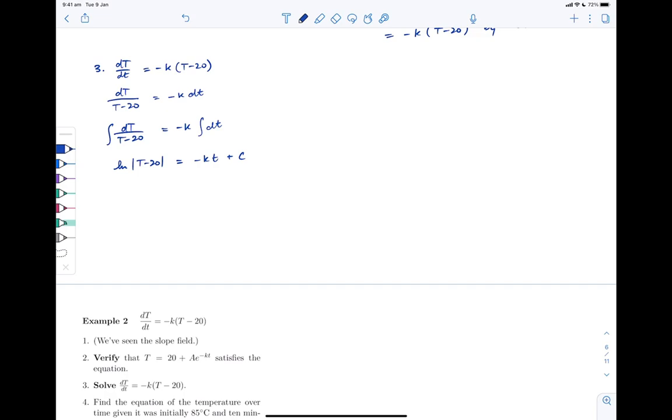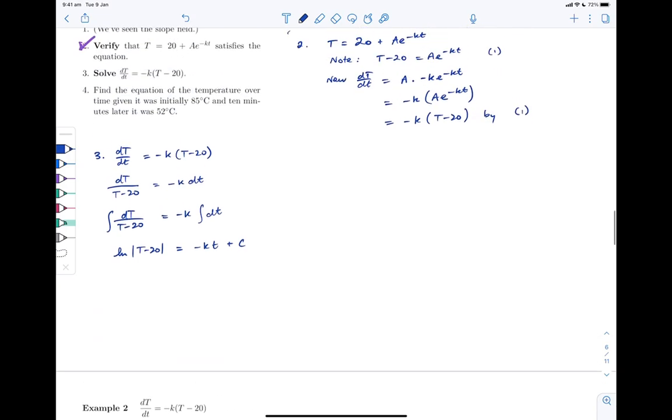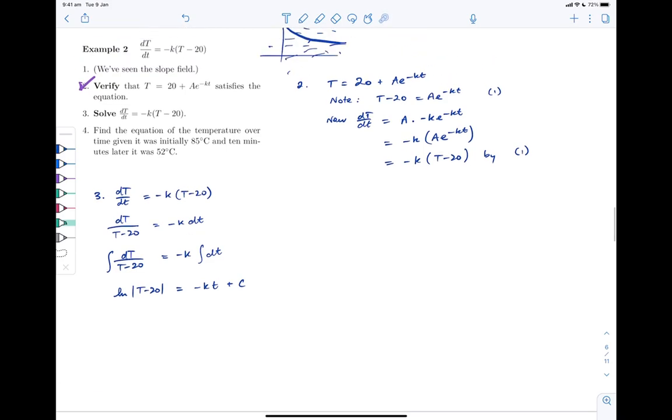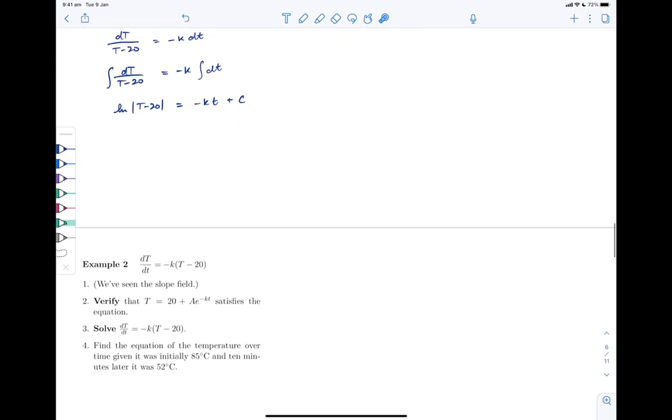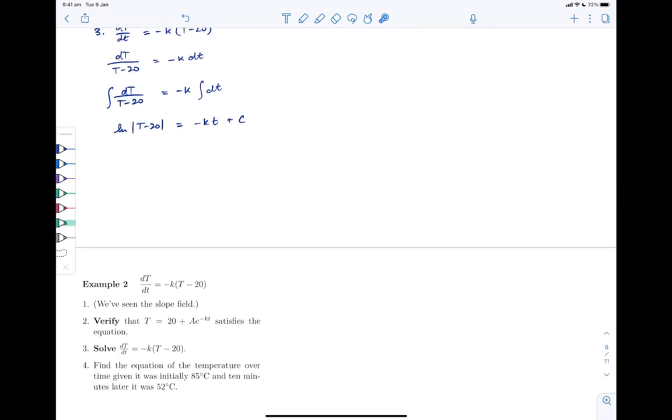Kt plus c. Now I don't have any value to put in at the moment. This is a general solution. Even with this, there's too much information there that I probably wouldn't be putting it in. So what am I going to do? Well, I'm going to take the exponential of these, to get rid of the logarithm. Now I've got this plus c. Now watch what I do with it.